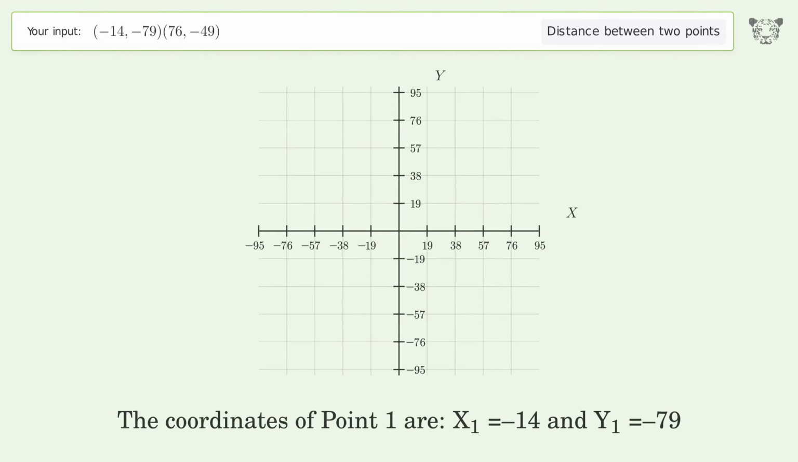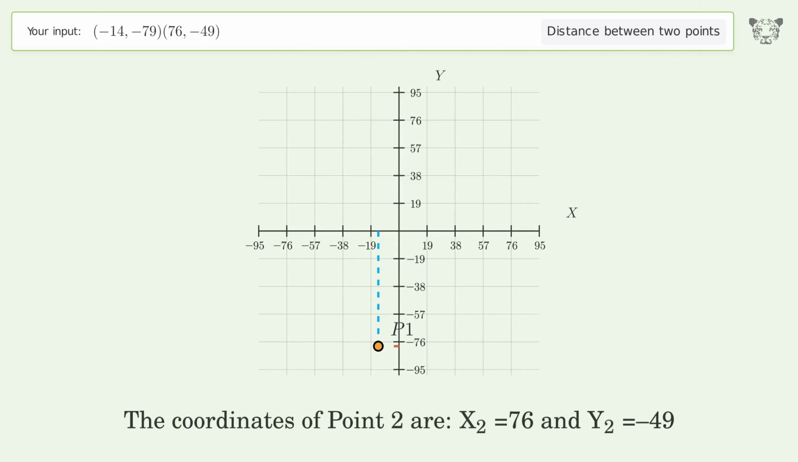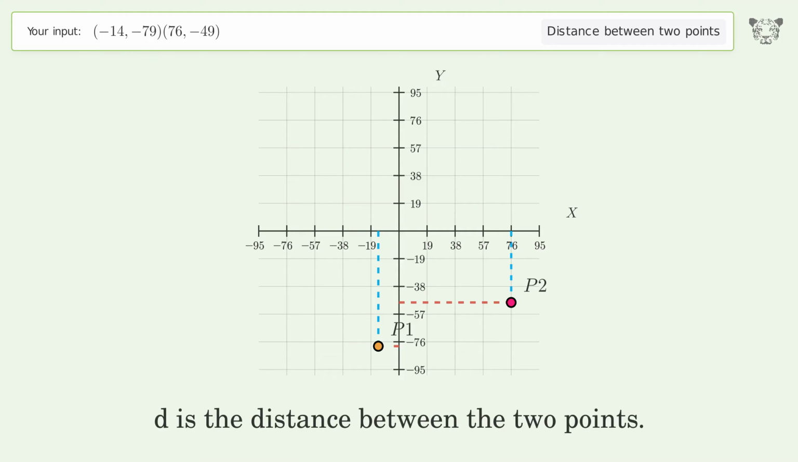The coordinates of point 1 are x1 equals -14 and y1 equals -79. The coordinates of point 2 are x2 equals 76 and y2 equals -49. D is the distance between the 2 points.